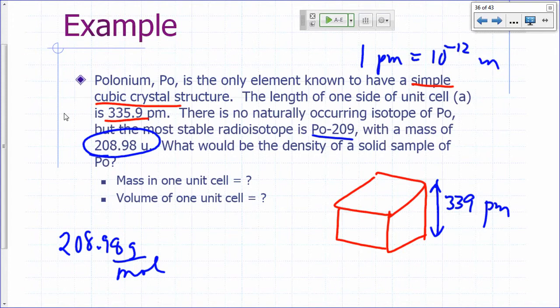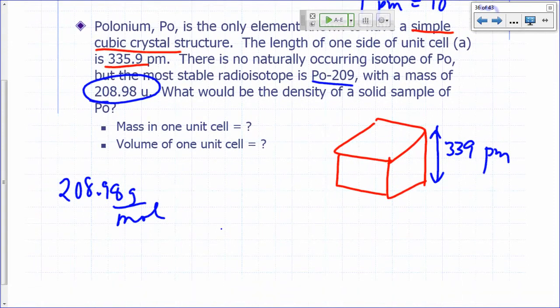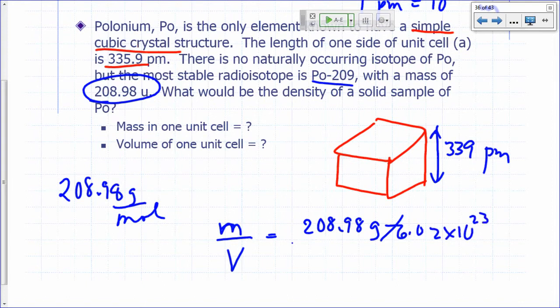Well, what's the mass of one unit cell? 208.98 atomic mass units, but let's change that to grams. So it's mass over volume, right? Effectively, one unit cell contains one atom, right? So what's the mass of one atom? 208.98 grams per mole. What's a mole of atoms? How many atoms are there in a mole of atoms? 6.02 times 10 to the 23rd, okay? So that's the mass of one atom.